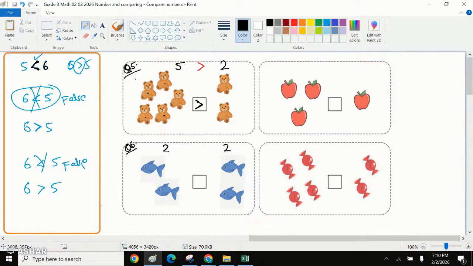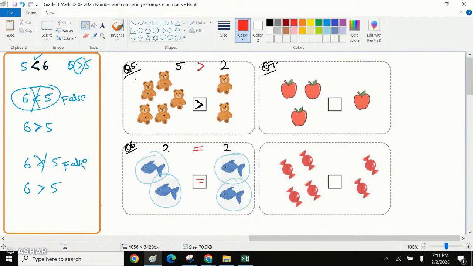What about question number 6? Which sign should I be using over here? Which value is greater in question number 6? We can see 2 fish on this side and 2 fishes on this side. That means neither of them is greater. They are an equal number of fishes. Yes, thank you.